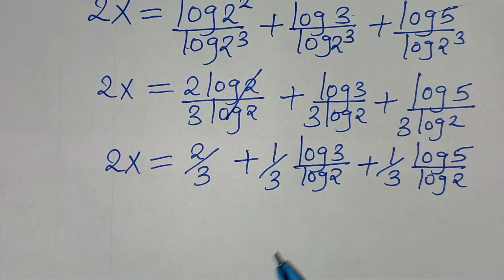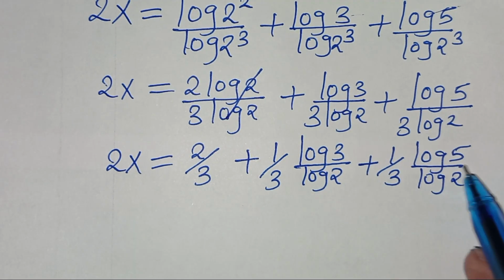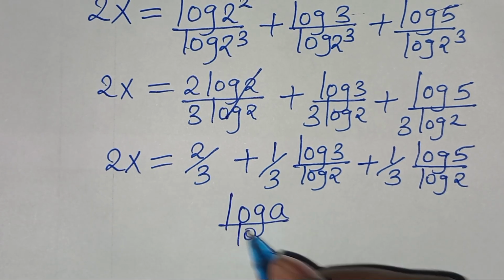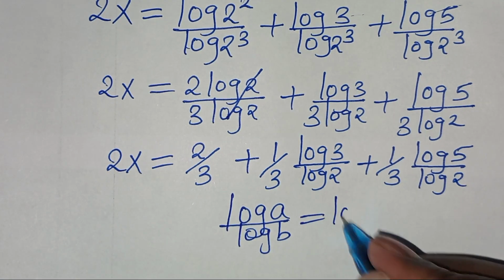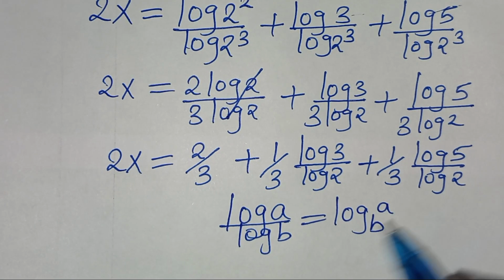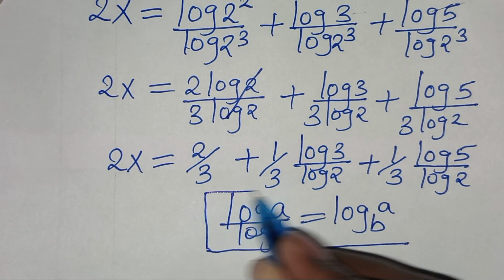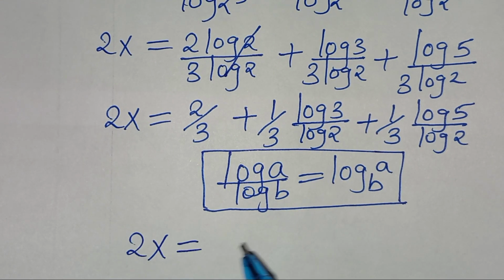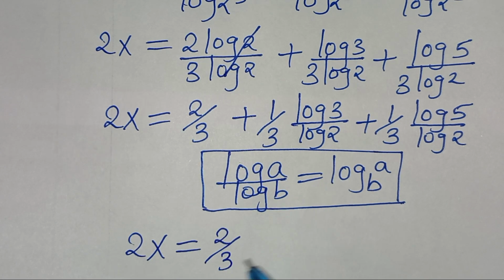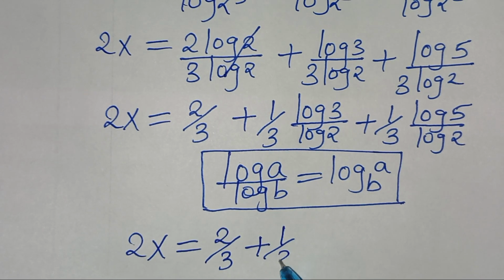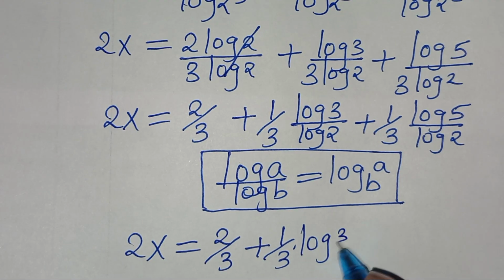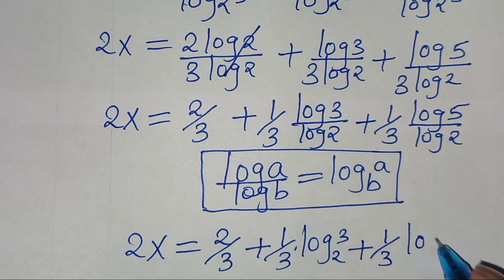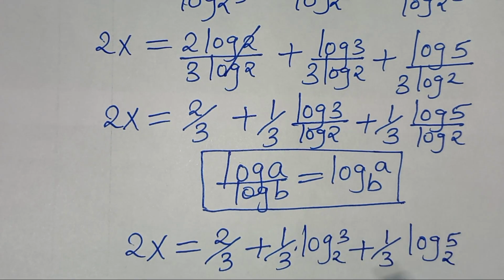The next step here, log 3 over log 2 and log 5 over log 2. This is in the form of log A over log B, which we can express as log A to base B. Let's apply this logarithm property here. So we have 2x equal to 2 over 3 plus 1 over 3 log 3 to base 2, then plus 1 over 3 log 5 to base 2.